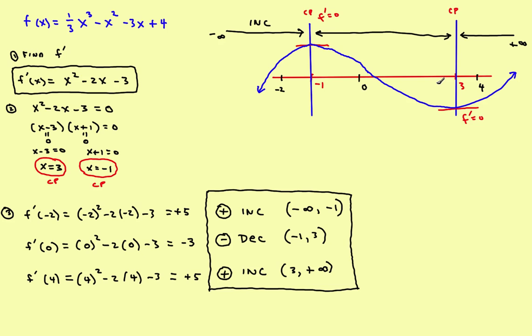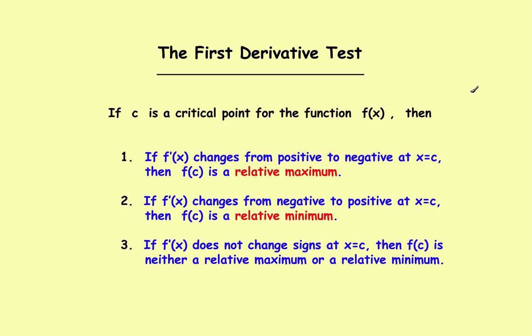Okay, now, even though the problem didn't ask for it, there's something called the first derivative test. Let's take a quick look and see how the first derivative test ties into all this. Here's what the first derivative test is. It says this: if you have a critical point for a function, then the following is true.